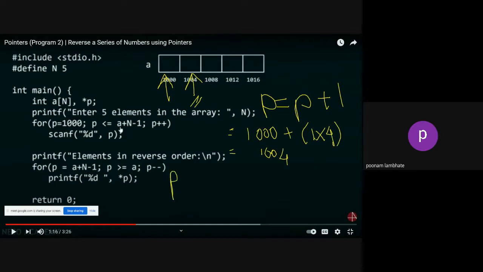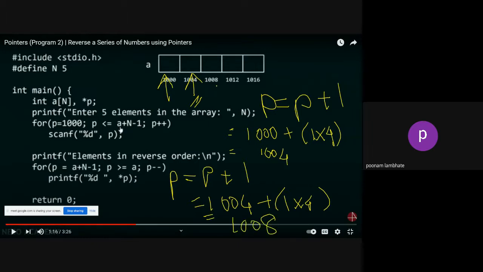Now again if I do p is equal to p plus 1, what will happen? Now the value of p is 1004. And if I do plus 1, it is like plus 1 into 4. So now 1004 plus 4. So it will become 1008. So now p pointer will get incremented such that it is pointing to the third element, because the third element is stored from the address 1008. So this way, whenever I do plus 1, the address is getting changed so that you can access the elements one by one. Right?